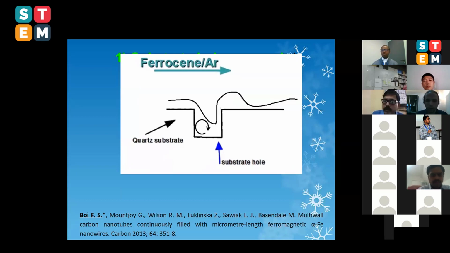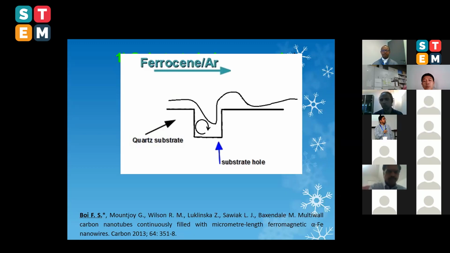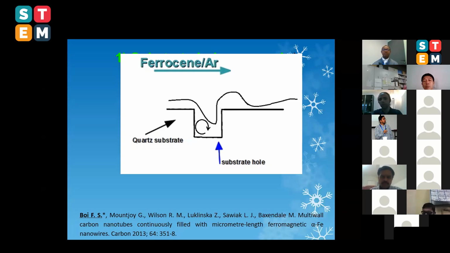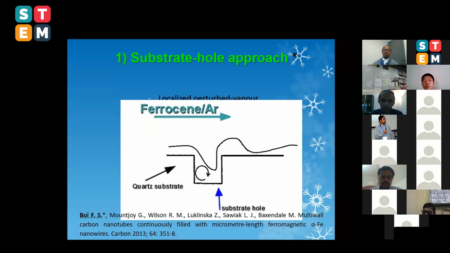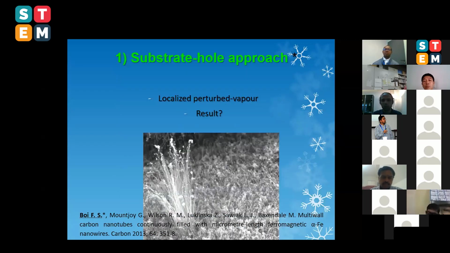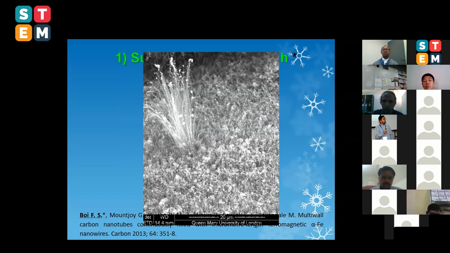And so by doing so, what we do, we deliberately create a hole in a standard smooth quartz surface. We basically use a diamond cutting tool, and we deliberately create a hole in this substrate. And this allows a local destruction of the laminar flow that is otherwise present within the reactor. So as a result, what we see here is the formation of two types of morphologies.